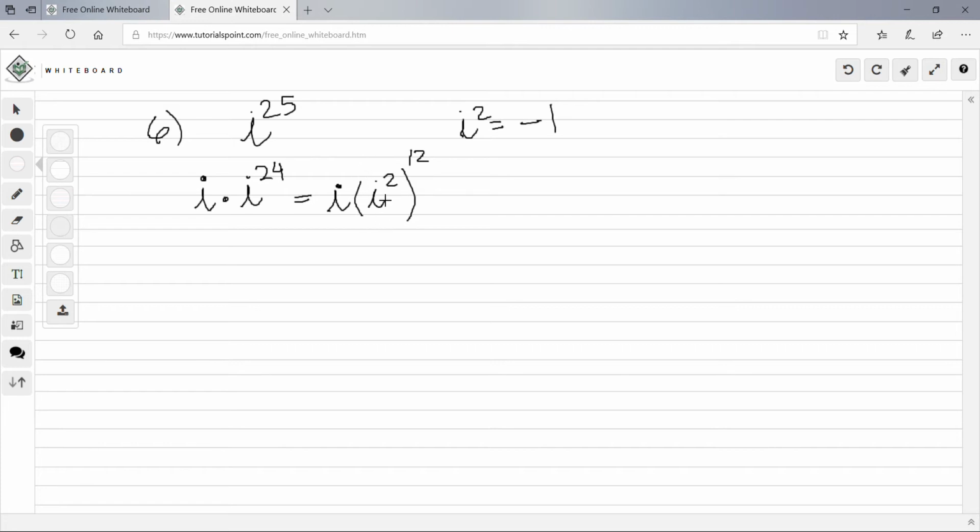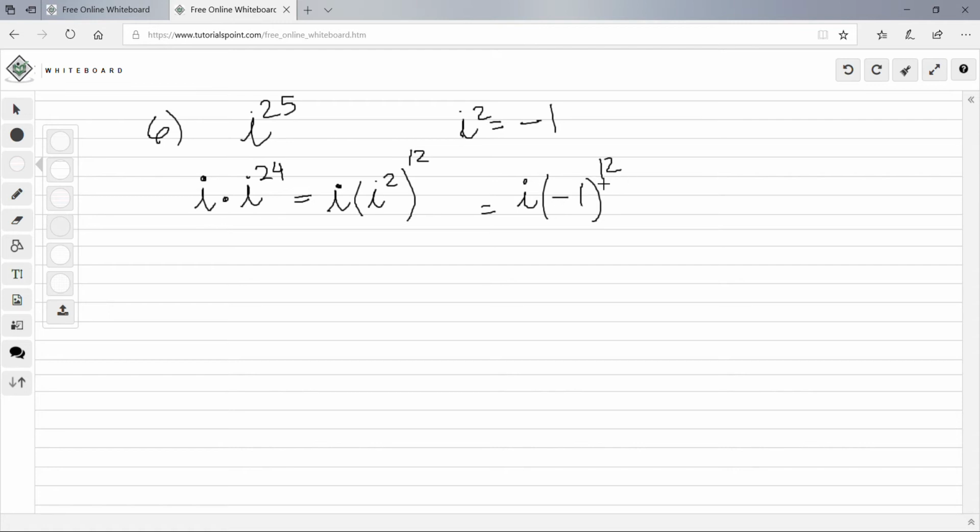The reason I'm putting it this way is because I want to put it into something that we know, and we know that i squared is -1. So this is going to make it simpler. So we can write it as i times (i squared is -1) to the 12th.